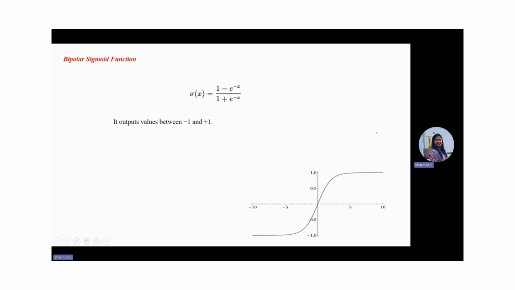Next, we have the bipolar sigmoid function, represented as sigma of x, or f of x, equals 1 minus e to the power of -x divided by 1 plus e to the power of -x. This is how the graph looks. The output values are between -1 and +1.